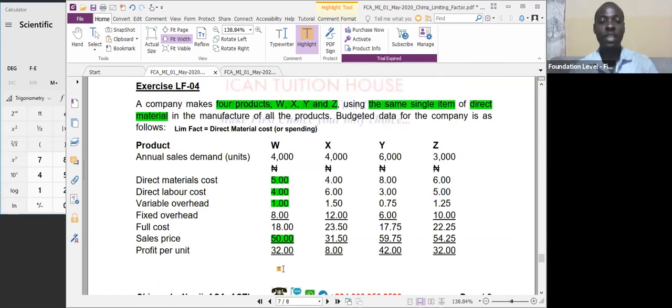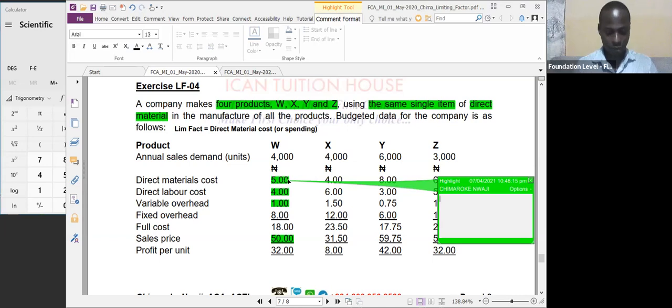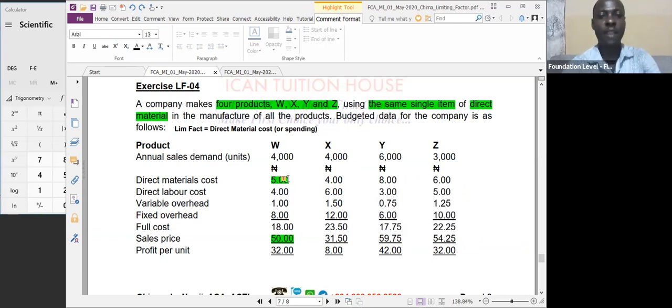What is the limiting factor per unit? Good thing, we have direct material cost here, which is what we have here, 5 naira. This 5 naira is your direct material cost. So that is the limiting factor. So this 5 naira, 4 naira, 8 naira, and 6 naira is your direct material cost per unit. That's your limiting factor. So what you need to do in step 4 is simply step 1 divided by step 3.